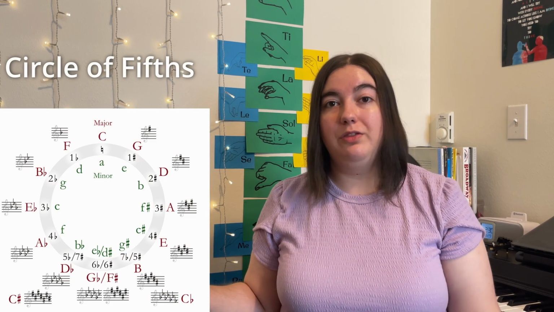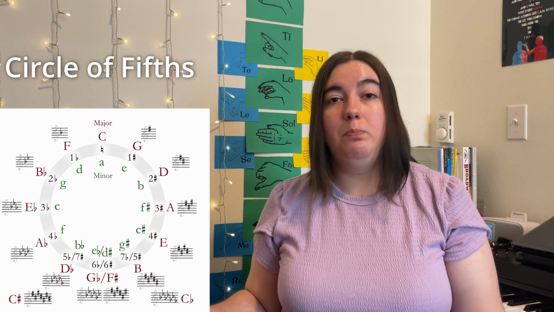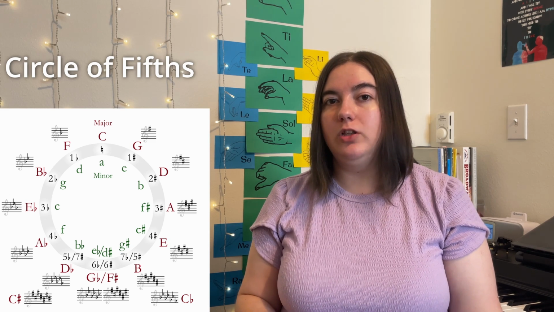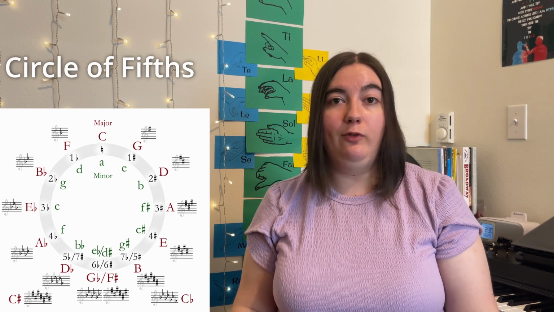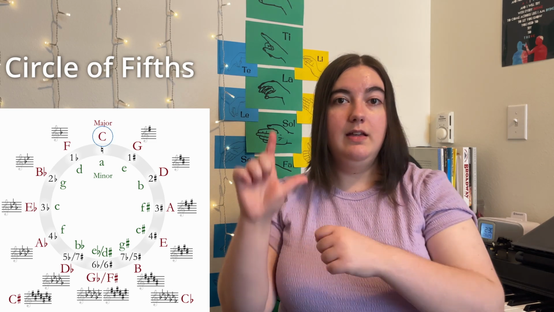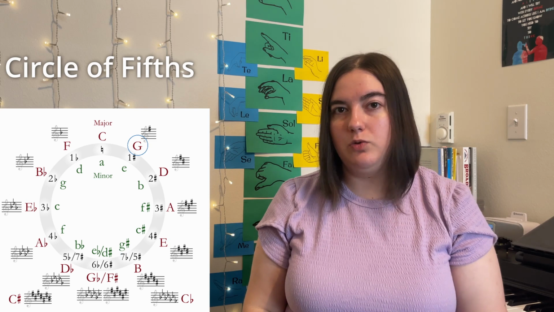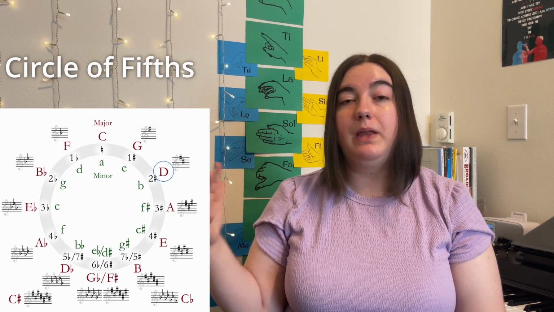To organize the keys, we use a tool called the circle of fifths. We're going to work slowly through this to explain everything on here for you, but the reason it's called the circle of fifths is because clockwise, each letter is a fifth away from the one before. So if we start on C, C, D, E, F, G, that fifth is G, that's the next one. G, A, B, C, D, that's the next one.